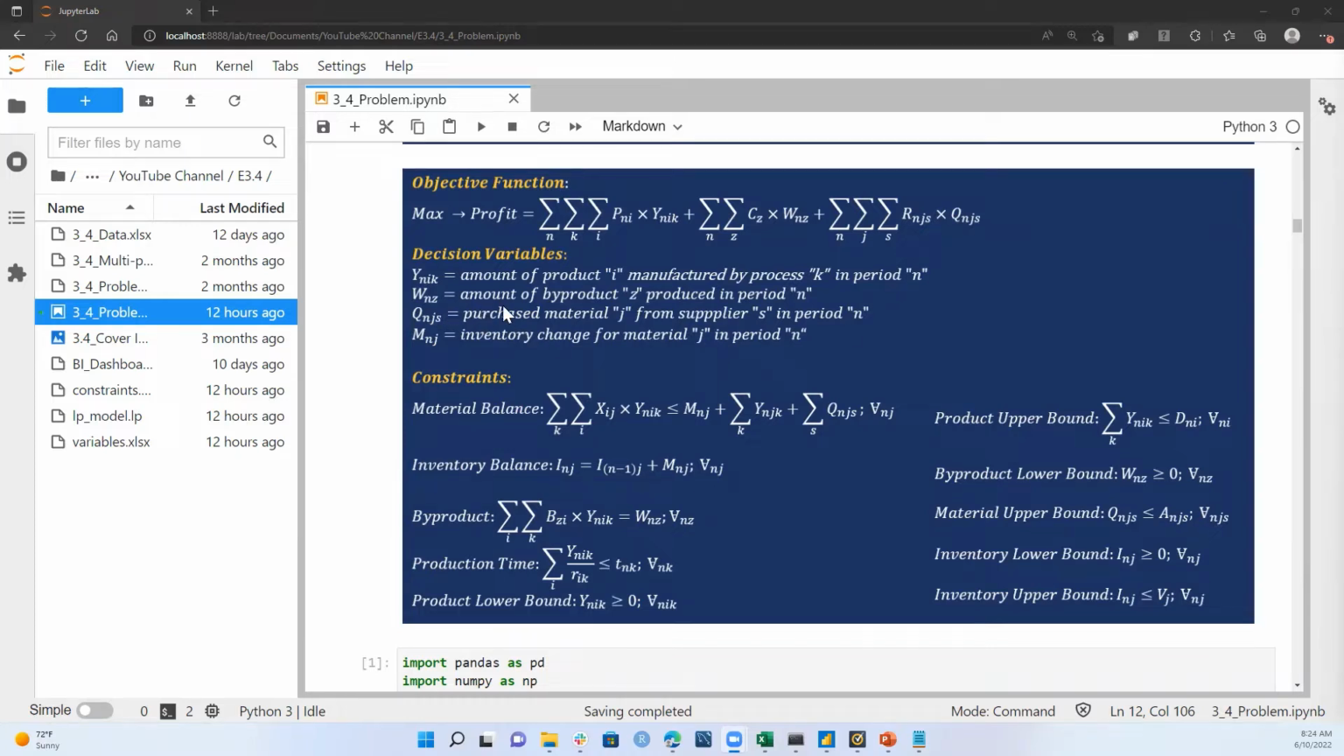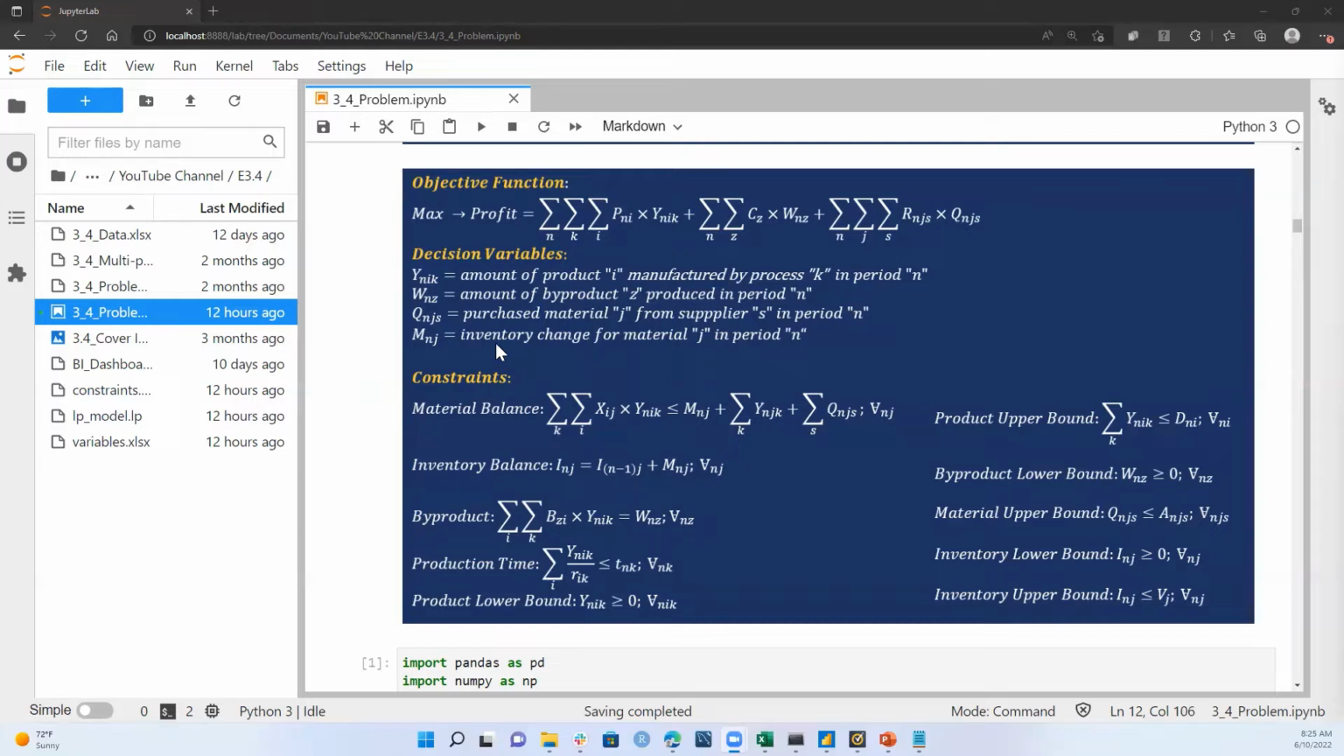W sub NZ, which is the amount of byproduct Z produced in period N. Q sub NJS, which is the purchased material J from supplier S in period N. And a new decision variable, M sub NJ, which is going to represent the inventory change for material J in period N. So M sub NJ, unlike our other decision variables, can actually be negative. We'll see that when we define it below in the Python code.